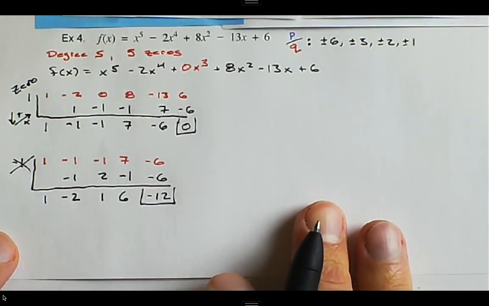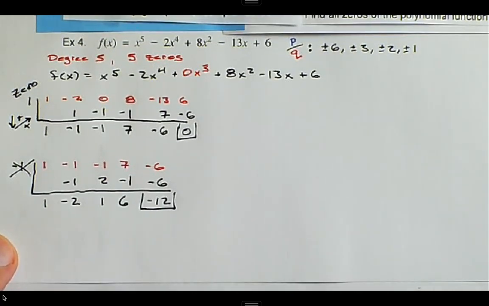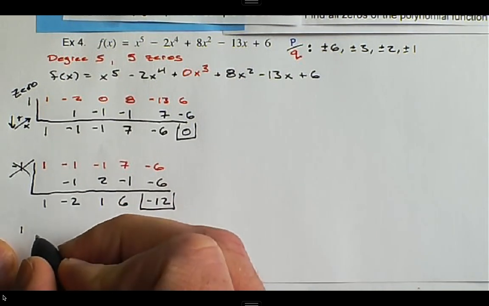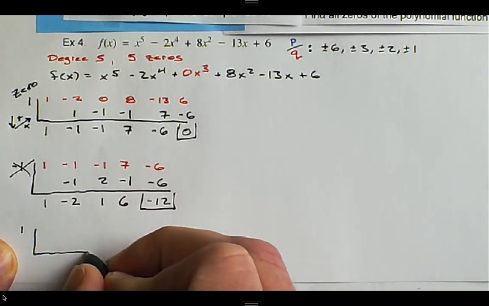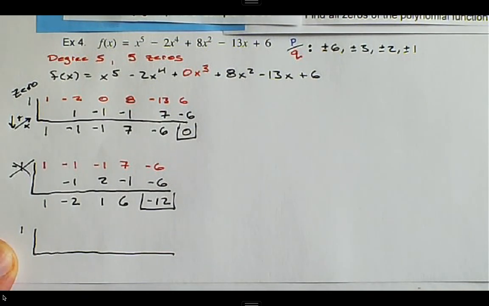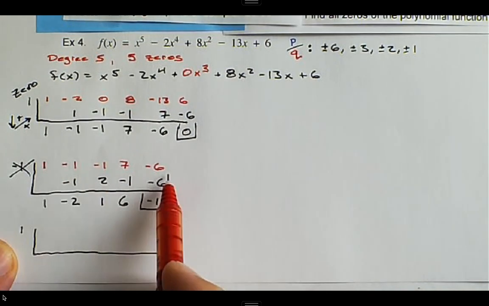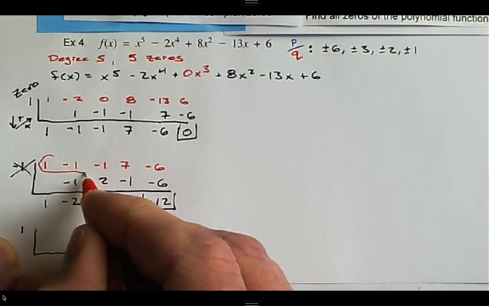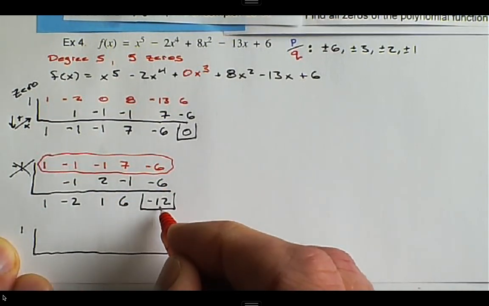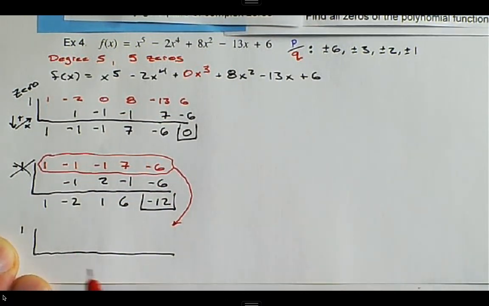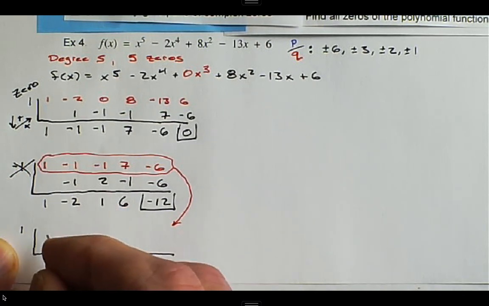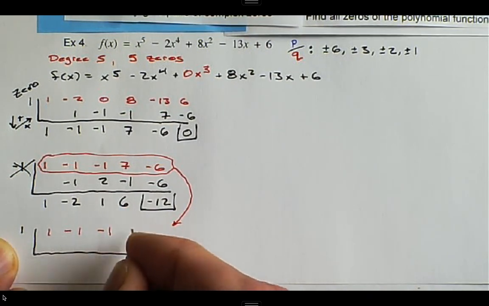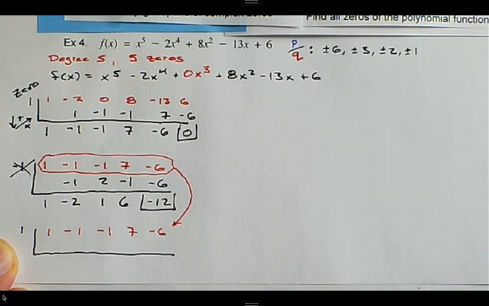So we need to move on, and we need to check another example. And I'm going to try 1 again. Because it didn't work for this polynomial with negative 1, we're going to take these values again and put them down and try it again, but this time we're going to try it with 1 instead of negative 1. So 1, negative 1, negative 1, 7, and negative 6.